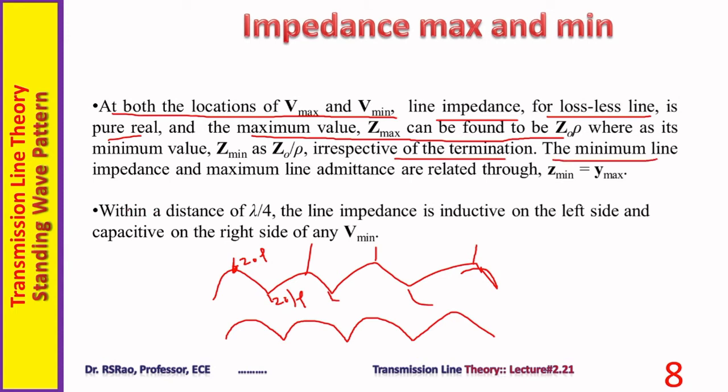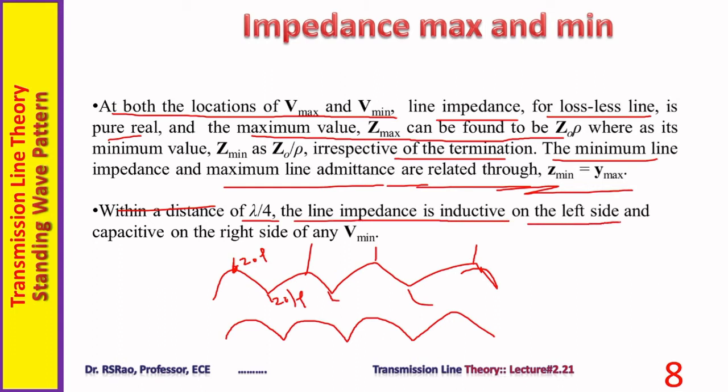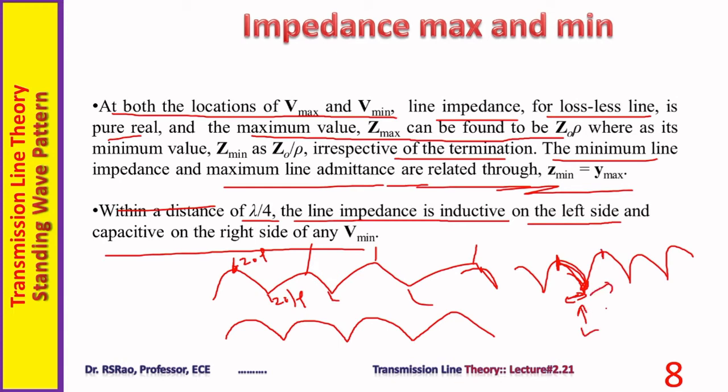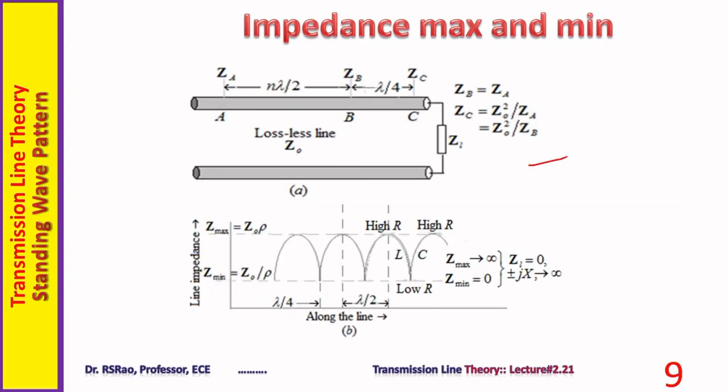The minimum line impedance and maximum line admittance are related through Z minimum equal to 1 by Y max. Within a distance of lambda by 4, the line impedance is inductive on the left side and capacitive on the right side of any V minimum. See, consider the voltage pattern. This is V minimum. What he says is, on the left side within a distance of lambda by 4 up to this point, line impedance is inductive. Left side it is inductive. Right side it is capacitive.